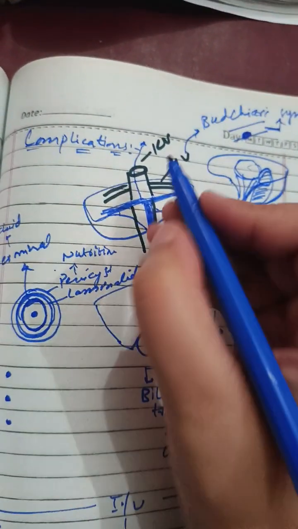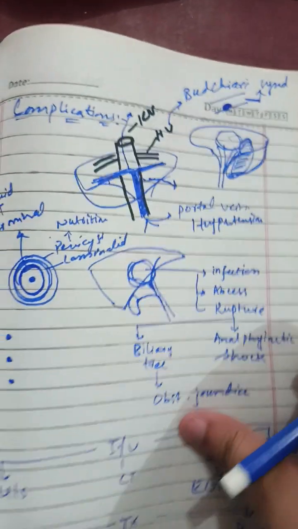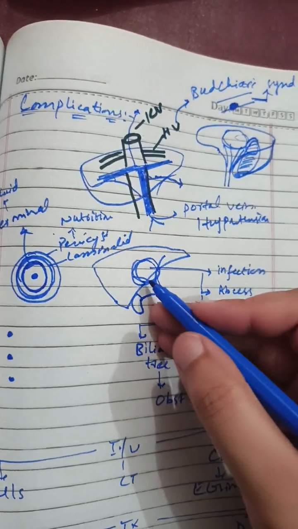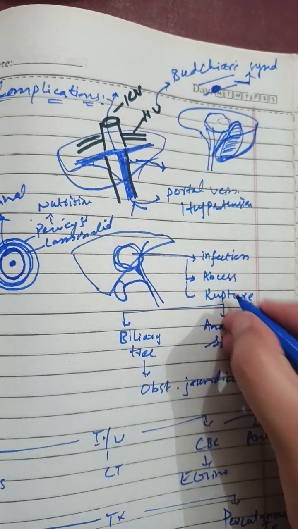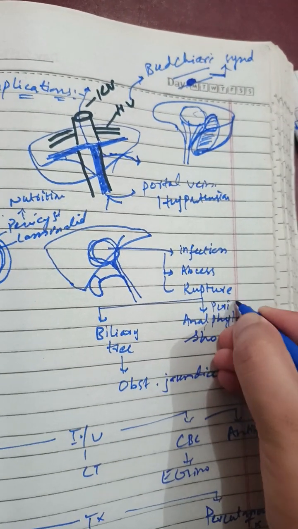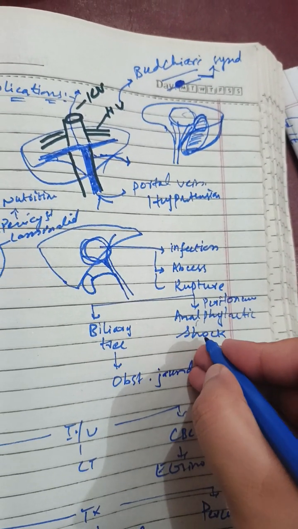This cyst can also pressurize the inferior vena cava and increase its pressure. The local complications in the cyst are infection and abscess, and it can rupture into the peritoneum. If it ruptures into the peritoneum, it can cause peritonitis as well as anaphylactic shock.